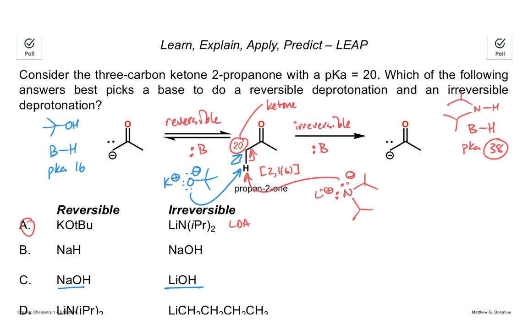For B, the bases are mixed up. You'd want sodium hydroxide for reversible and then sodium hydride for irreversible. Again, when you're comparing the conjugate acids. And then D has the same issue as C. So let me just write. So both would be reversible. And then for D, both would be irreversible.